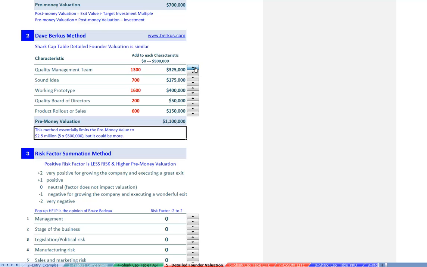Although we can go higher. I let you go higher, so be careful about making these too bloated. What you don't want to do is come into a valuation that looks like $10 million for a PowerPoint. No one's going to believe you.